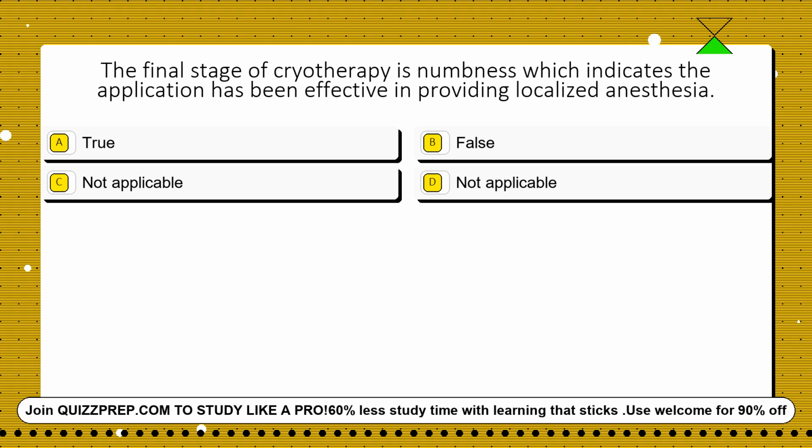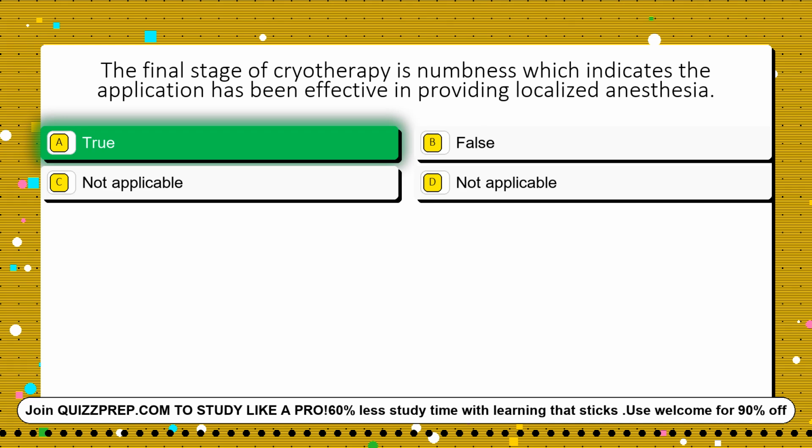Question 86. The final stage of cryotherapy is numbness, which indicates the application has been effective in providing localized anesthesia. Option A. True. Option B. False. Option C. Not applicable. Option D. Not applicable.